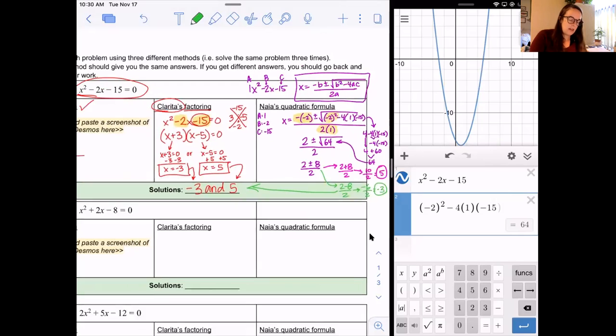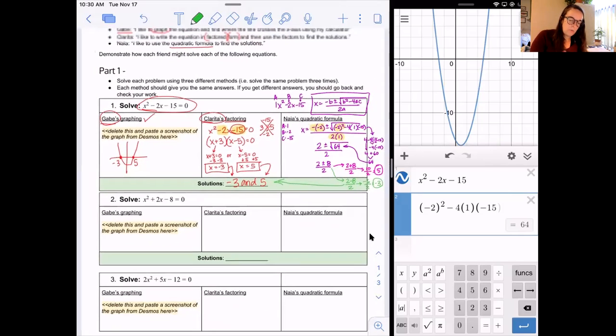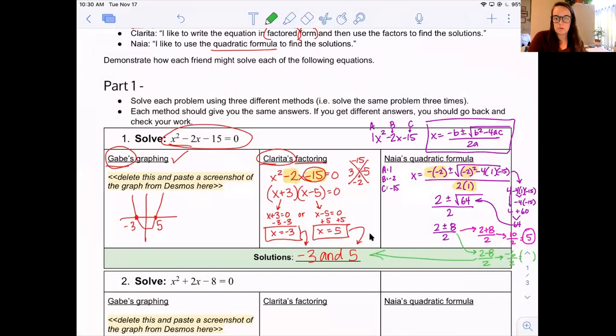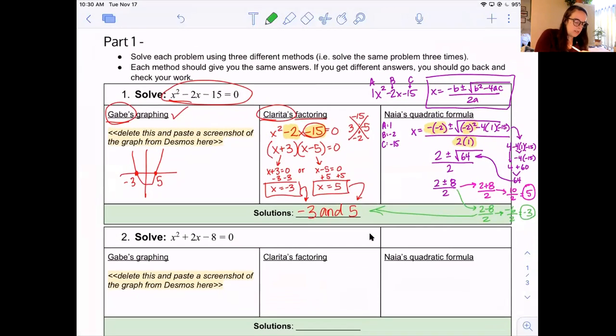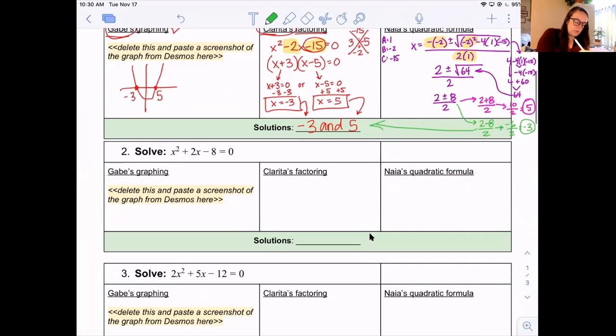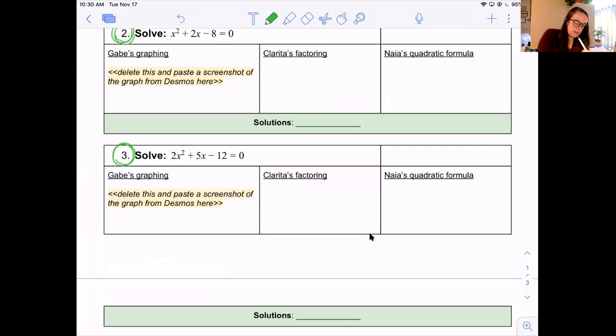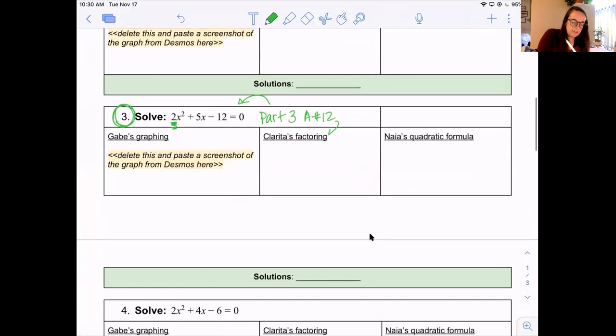Okay. This is what you guys are going to be working on today. So you all will, number 1, we've already done together. Number 2, you're going to follow the exact same things. Go ahead and do it in 3 separate ways. Number 3, you're going to do it in the exact same ways. If you have a harder time with this 2 here, don't forget to check out part 3 of assignment number 12. That will be an example of how to do these types of problems first, and that will be just for the factoring portion.